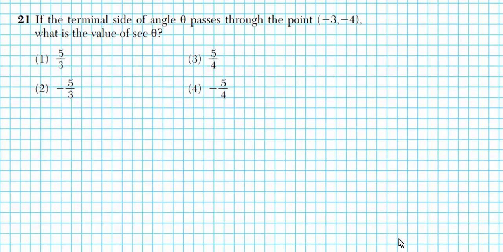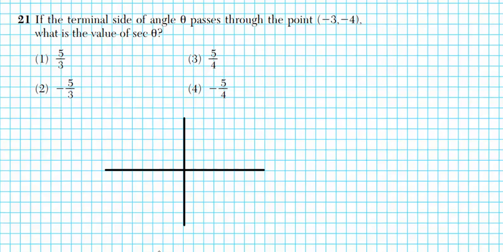All right, let's take a look at 21. It says, if the terminal side of angle theta passes through the point -3, -4, what is the value of secant theta? So when you're dealing with the determination of trig ratios using coordinates of the terminal side, you always want to sketch the situation, okay?